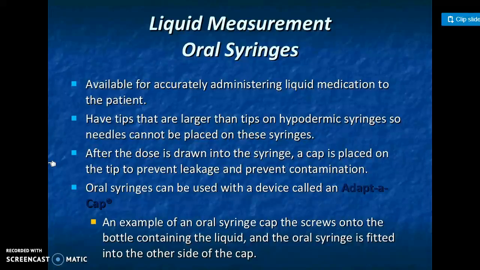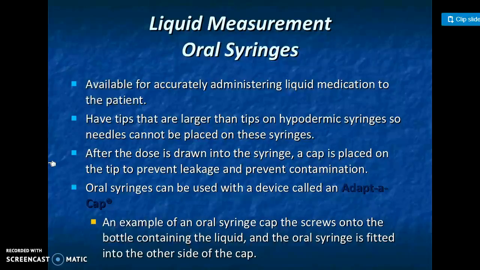I'm looking at liquid measurements in oral syringes. A lot of times, to accurately administer liquid medication, the dose is given to the patient in an oral syringe. They have tips that are larger than the tips on a hypodermic syringe, so a needle cannot be placed on this type of syringe. After the dose is drawn into the syringe, a cap is placed on the tip that prevents leakage and contamination. And there's something called an Adapt-A-Cap.